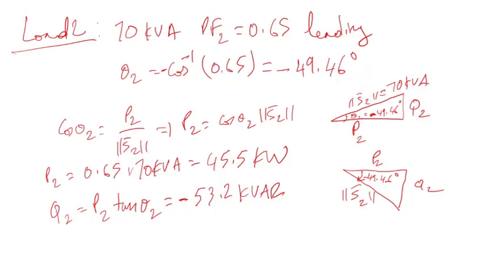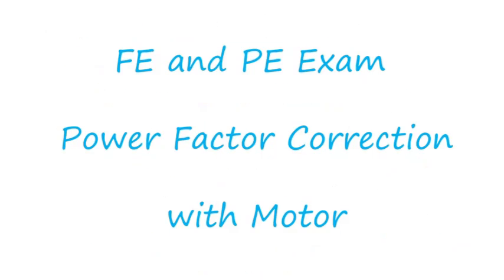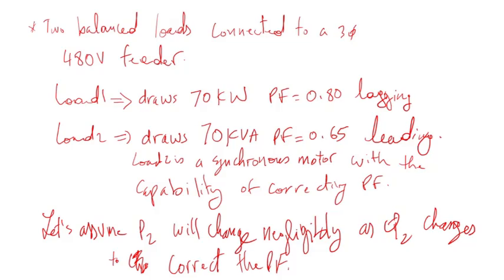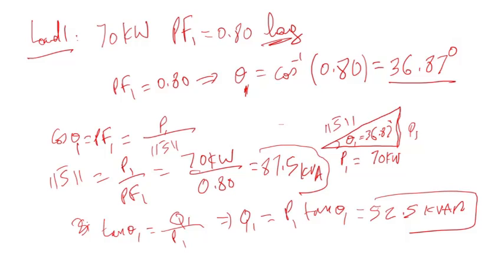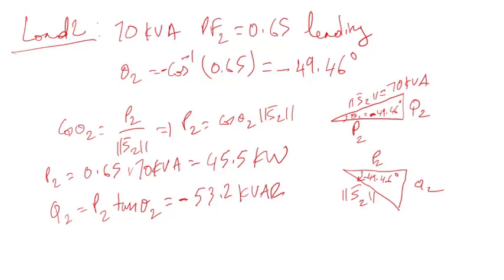So you see how I started from the problem statement. Now I drew a sketch of the initial load. Then I calculated the information of load 1, basically the P1, Q1. I did the same thing for load 2. Now I'm still dealing with the initial load. So I just want to keep that in mind.